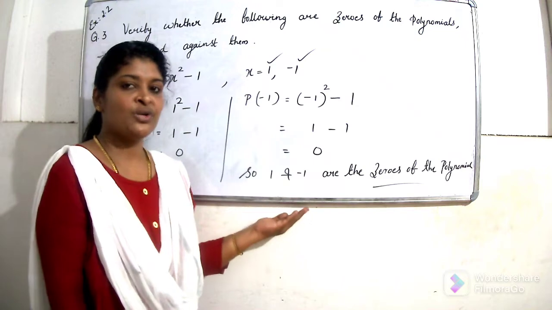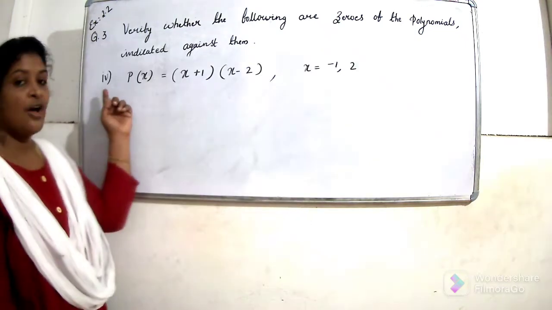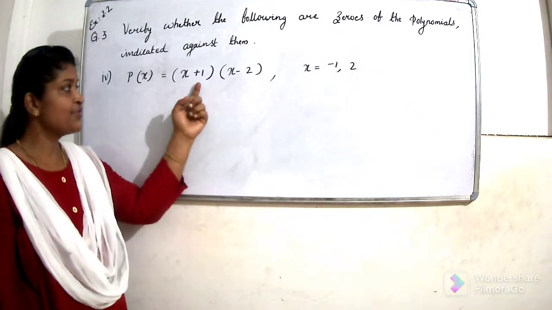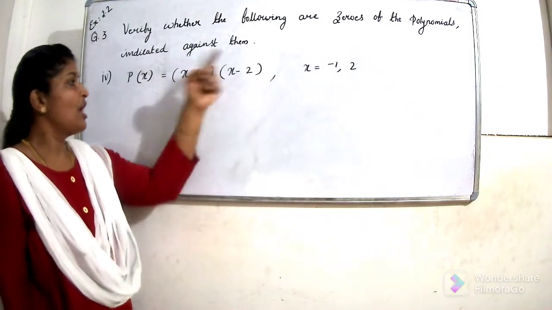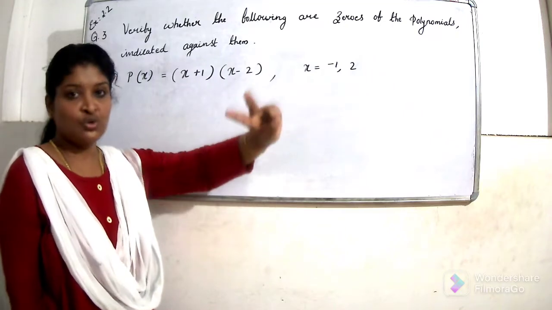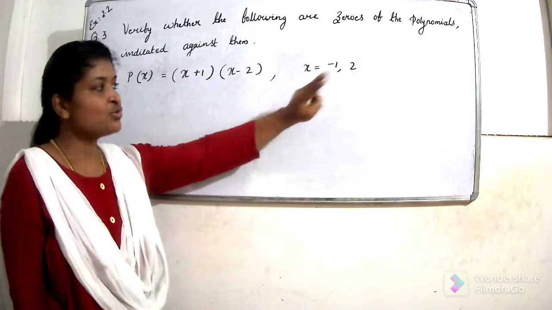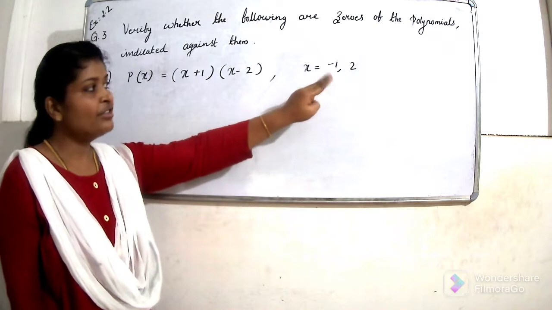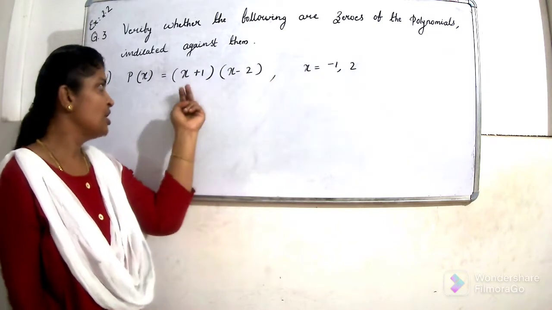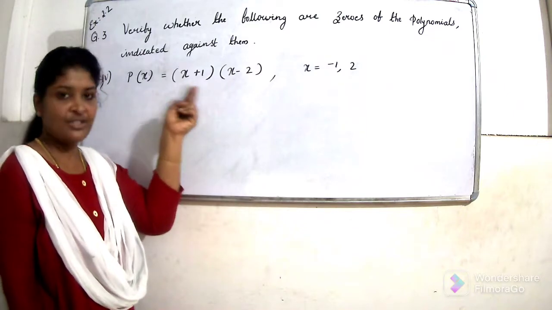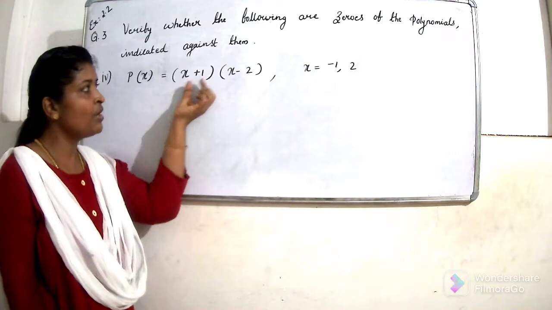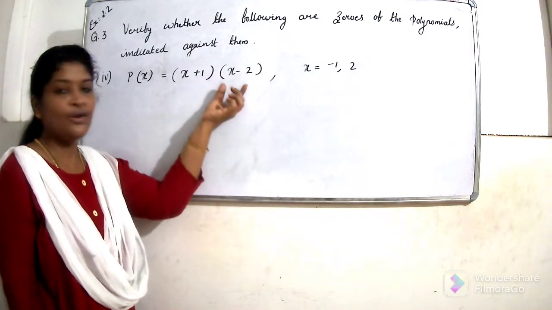Now let us move on to the next question. Fourth question. P of x equal to x plus 1 into x minus 2. Here they have given the zeros of the polynomial, 2 values are there. Okay, so definitely we know when 2 values are coming, the polynomial is quadratic. Here when we look at it at first, this is not quadratic. Okay, this is a binomial, that means binomial into binomial.